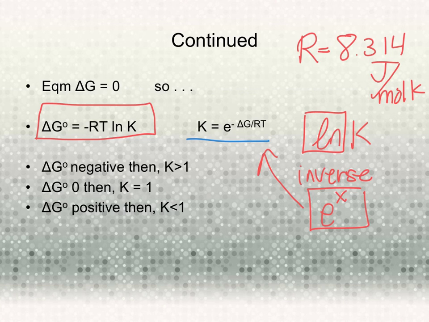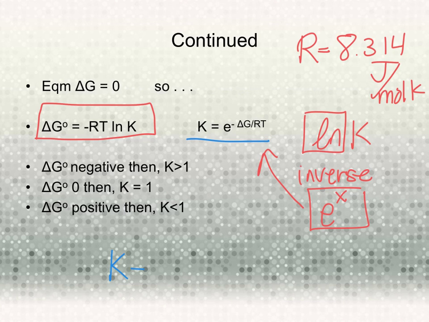That being said, if you get a delta G 0 that is negative, K is much bigger than 1. And if you get a delta G 0 of 0, then K is equal to 1, so at equilibrium. And if you get a delta G 0 that is positive, then K is very small. Now remember, when K is a big number, we are favoring the products, and when K is a small number, we are favoring the reactants.